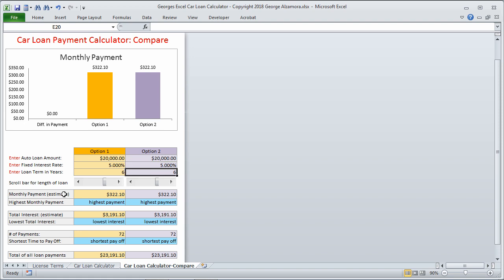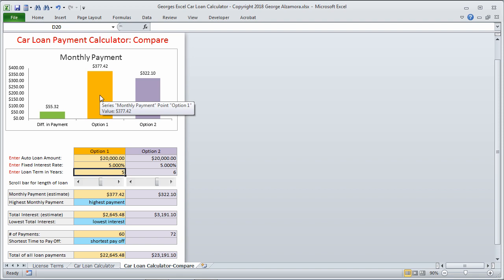So right now, let's just adjust the loan term. You can use the scroll bar here to adjust the years. Let's say that instead of 6 years, we want to pay it off more quickly, and let's choose 5 years. So let's press the scroll bar here. At 5 years, if you look at them side by side, you can see that in option one, the payment now is bigger.